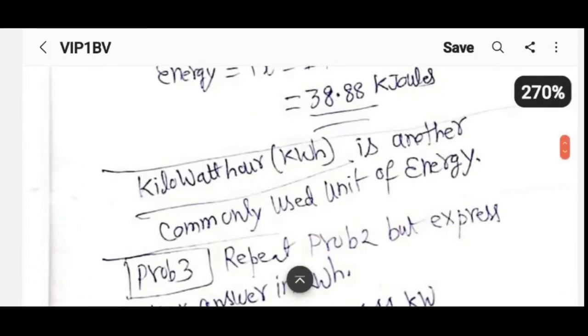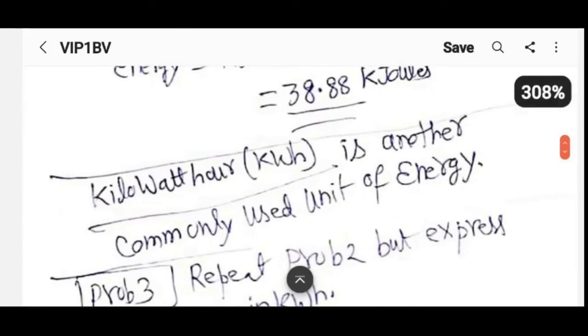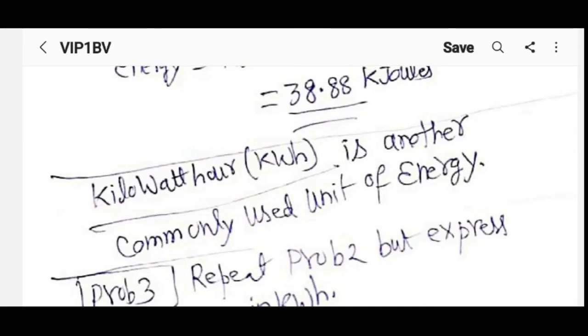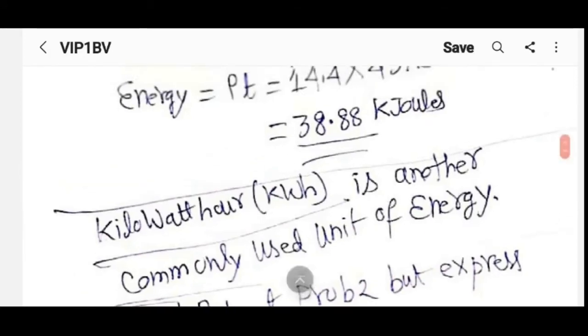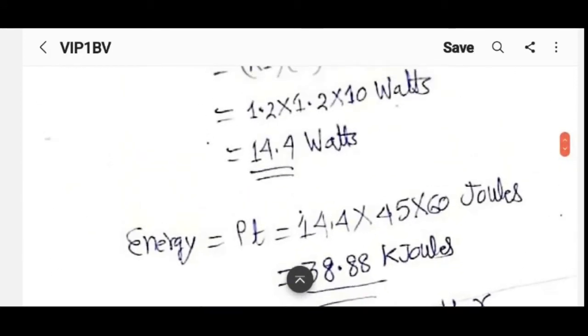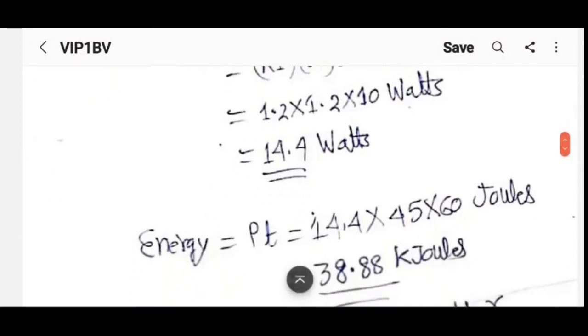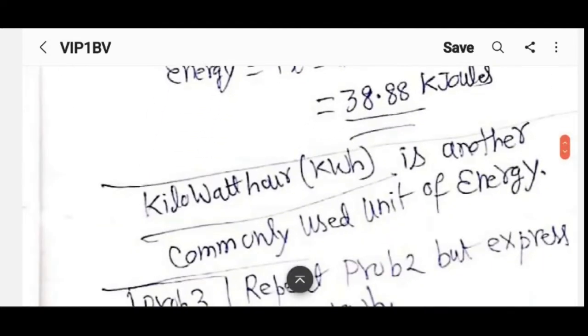The definition is almost clear by the name itself. How many kilowatts of power, and for how many hours it has been consumed. Multiply the two numbers and you'll get kilowatt hours. Like in this case, if you convert this power into kilowatts, you'll get 0.0144. And you convert this time into hours: 45 minutes becomes 3 divided by 4 hours. Multiply those two and you will get the same answer in kilowatt hours.